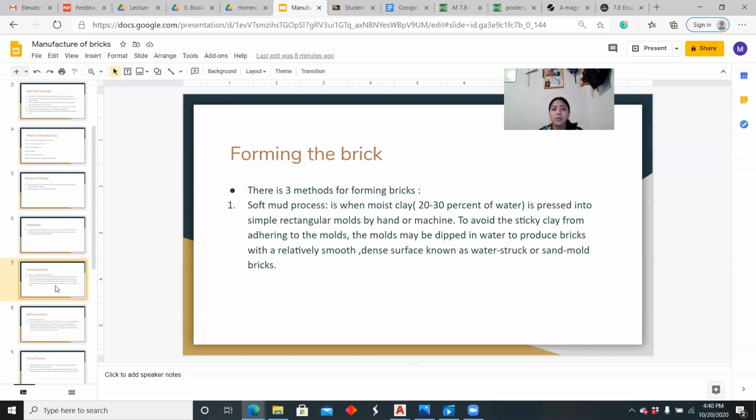Let's start off with the first method, known as the soft mud process. This process is when moist clay is pressed into simple rectangular molds by hand or by machine. To avoid the sticky clay from sticking, the molds must be dipped in water to produce bricks with a relatively smooth, dense surface, known as water-struck or sand mold bricks.